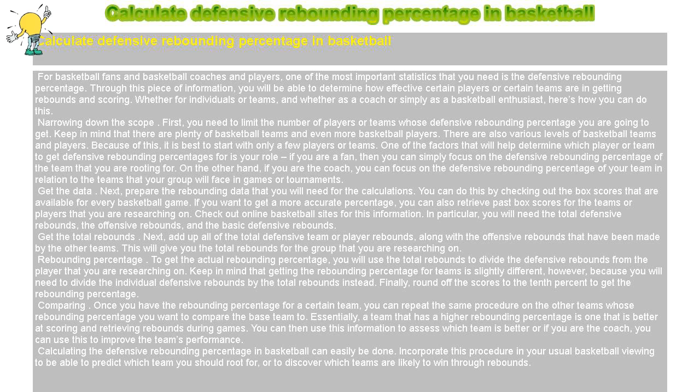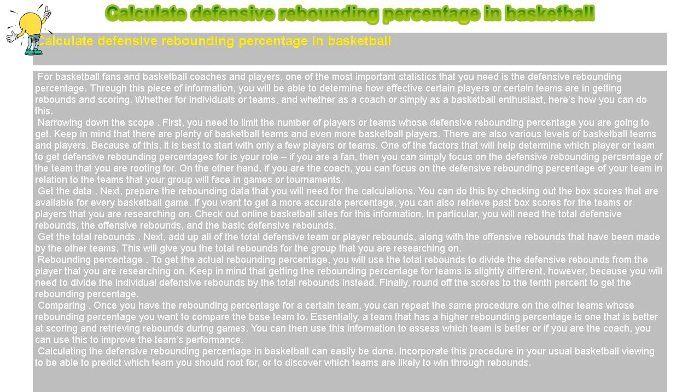Narrowing down the scope. First, you need to limit the number of players or teams whose defensive rebounding percentage you are going to get. Keep in mind that there are plenty of basketball teams and even more basketball players. There are also various levels of basketball teams and players. Because of this, it is best to start with only a few players or teams.